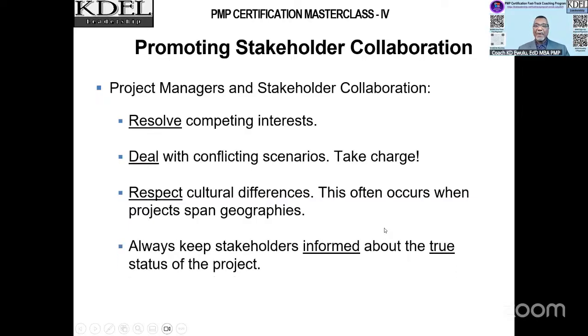Always keep your stakeholders informed about the true status of the project. Always keep them informed. All right, let's look at a few code of ethics and professional conduct questions, the kind of questions that will come up in the exam.